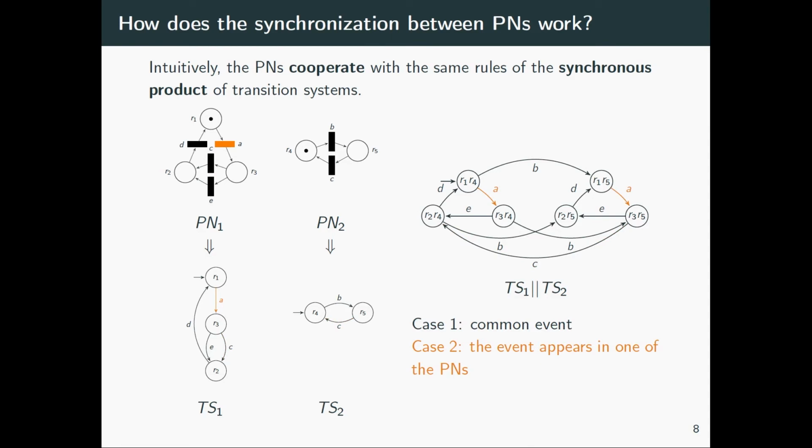The second case occurs when the event takes part in only one of the two Petri nets. In this case, its activation depends only on its own Petri net, independently from the other. Looking at the example, we can see that event A can be activated when Pn1 has a token in R1, independently of the current marking in Pn2. Indeed, in the synchronous product of the transition systems, we have two cases where event A is activated. The first is the combination of places R1 and R4, and the second is the combination of places R1 and R5.